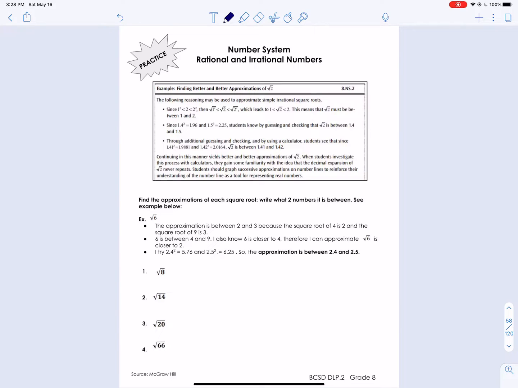Okay, this is the math section for May 14th. So we're continuing with square roots and talking about rational and irrational numbers. Just a reminder, when we are dealing with square roots, the only square roots that are rational are the ones that are along the diagonal of the multiplication table, or perfect squares. And when we take the square root, we get a whole number.